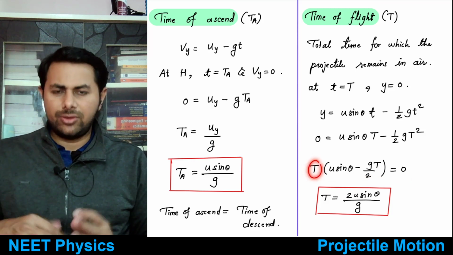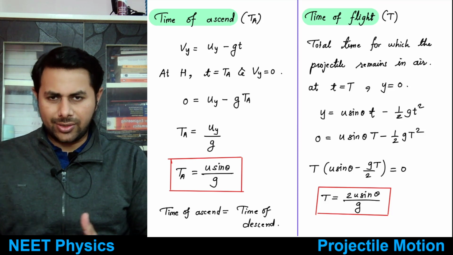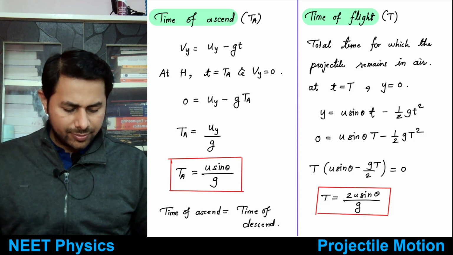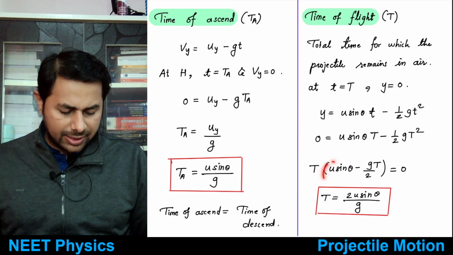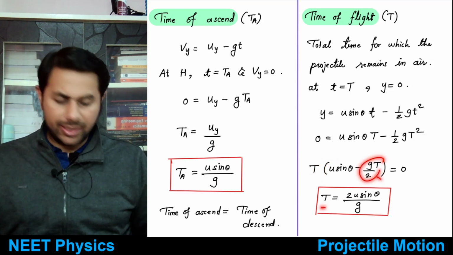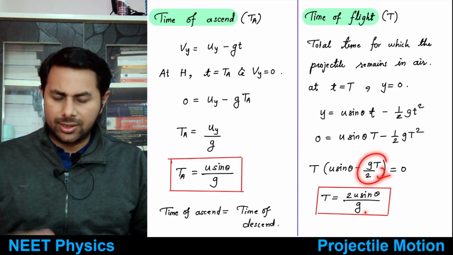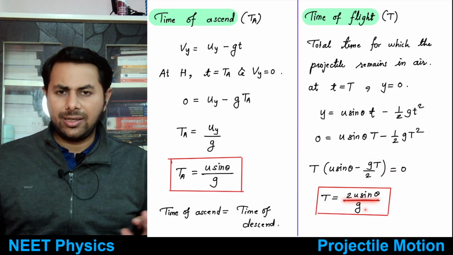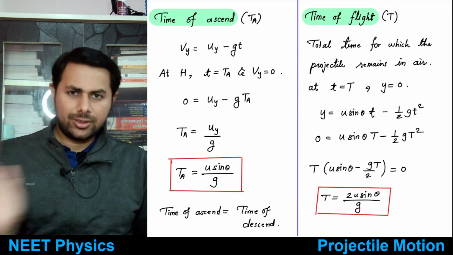So T is equal to 0 means what? That's the starting position. At t equal to 0, y is equal to 0. We know that, but we don't want that case. So if we take the other case, that this bracket is equal to 0, and solve this, then we get T is equal to 2u sin theta divided by g. Just taking this term on the other side, we get time of flight is 2u sin theta divided by g. This is the total time of flight.